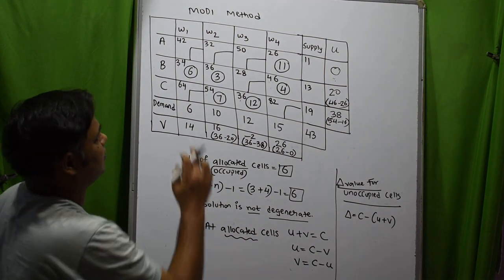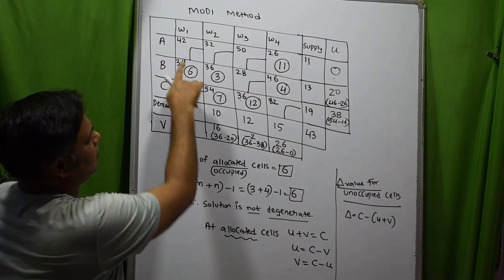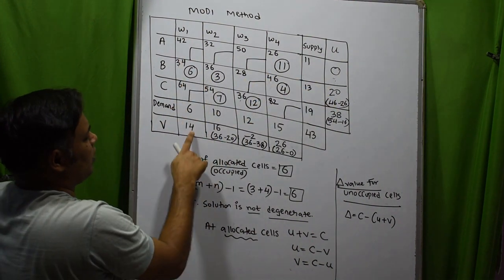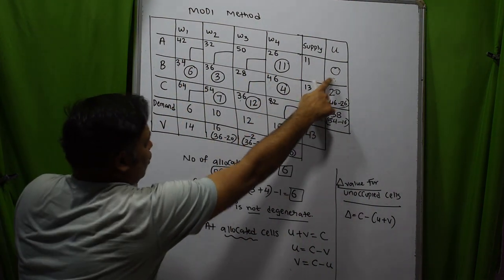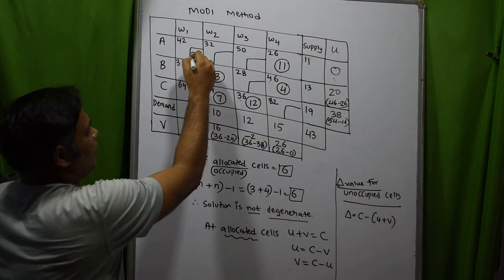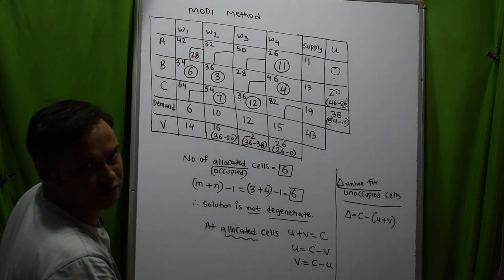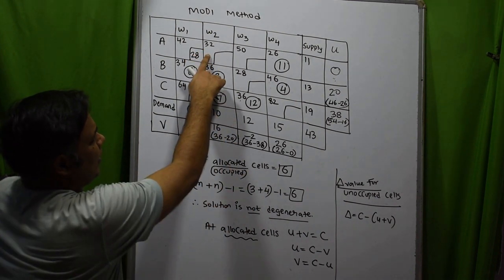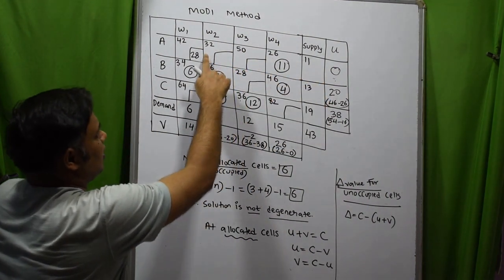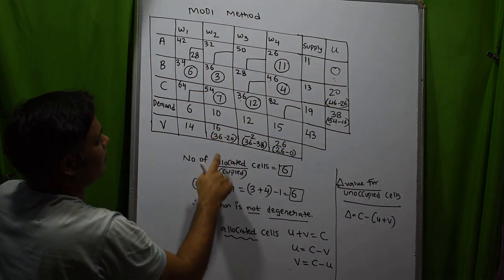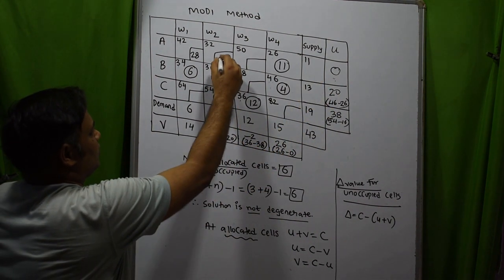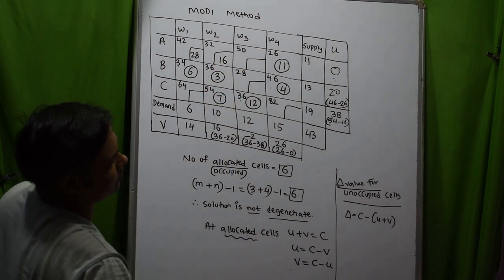In the first stage, this is my unoccupied cell. My corresponding u is 0 and the corresponding v is 14. So 0 plus 14 will be 14 and 42 minus 14 will be 28. Next, this is an unoccupied cell. Corresponding u is 0 and the corresponding v is 16. So 0 plus 16 will be 16 and 32 minus 16 will be 16.